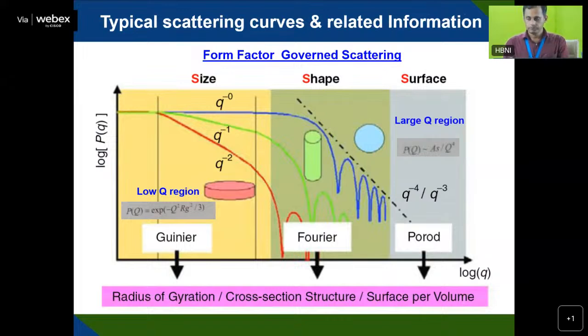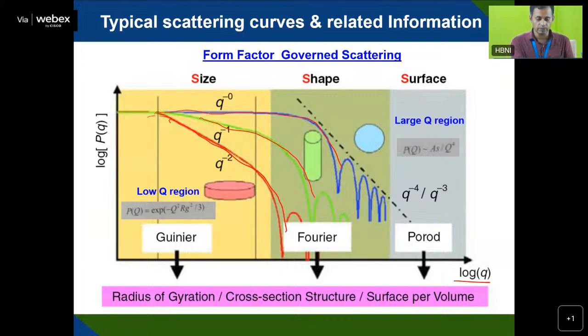So for these form factors, if you see the scattering curves, it is the related information that I told. If you plot P(Q) versus Q, on a log scale, you can see how the characteristic is changing. You can see there is a Q to the power 0 relationship here, a Q to the power -1 relation, and a Q to the power -2 relation. Depending upon that, you can get information whether it is spherical, elongated, cylindrical or disc shape. So you can get both shape as well as surface information.